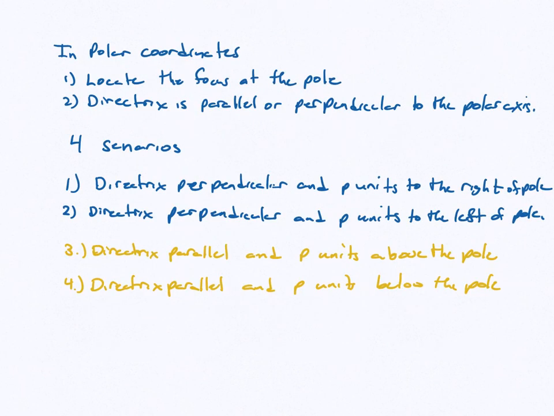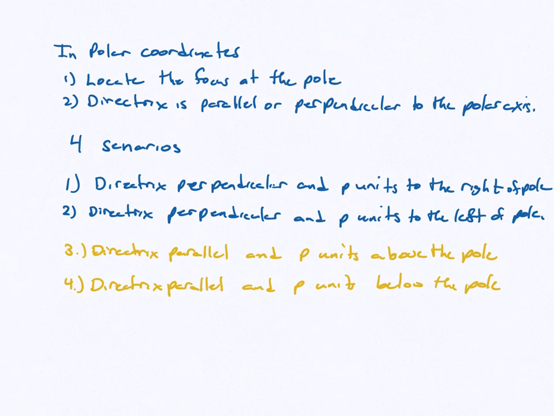Now, before we go through and take a look at what these equations are going to look like, there are some things we're going to keep in mind. Number 1, we're going to locate the focus at the pole. We set these things up for our sake in terms of keeping them fairly neat and easy to work with. Number 2, the directrix is either going to be parallel or perpendicular to the polar axis. Remember, the polar axis is like the x-axis. It's that horizontal line that goes through the pole on the polar grid.